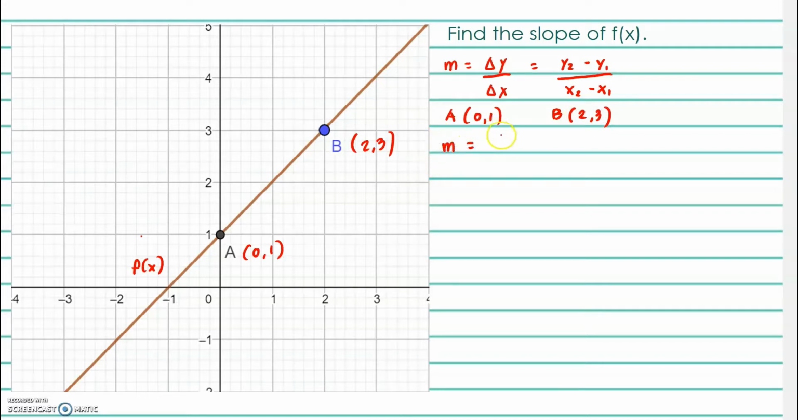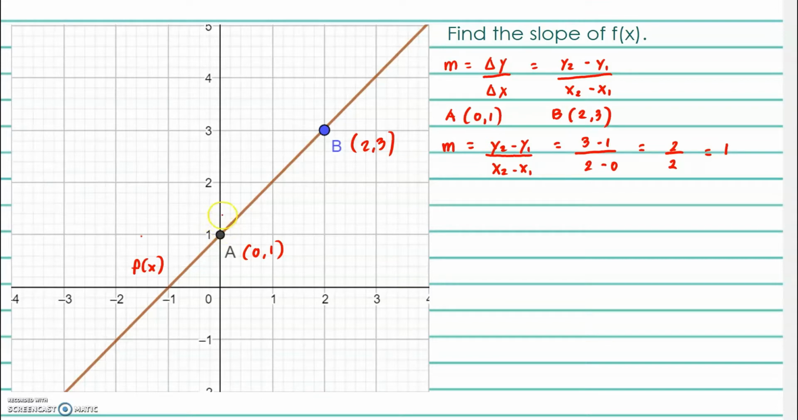We have m is equal to y sub 2 minus y sub 1 over x sub 2 minus x sub 1. That's equal to y sub 2 is 3 minus y sub 1, which is 1, over x sub 2, which is 2, and x sub 1, which is 0. So we have here 2 over 2, and that's equal to 1. So meaning to say the slope of our function is 1.